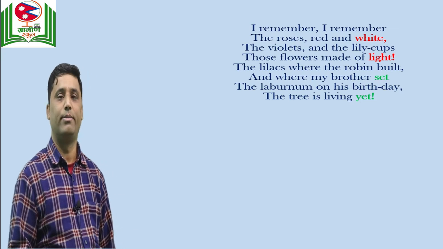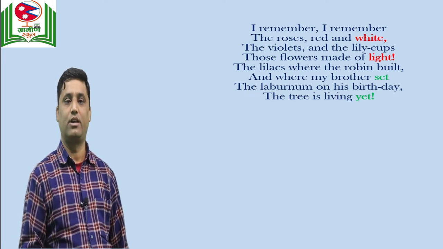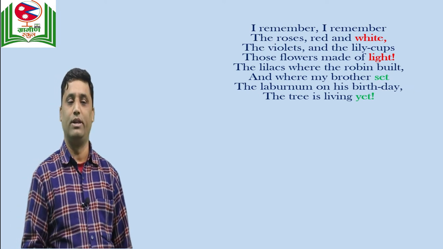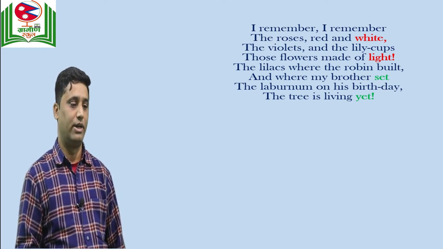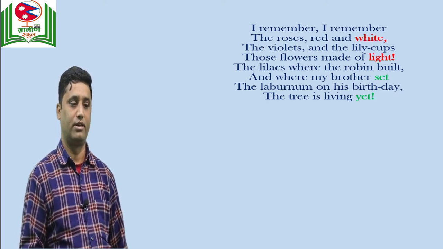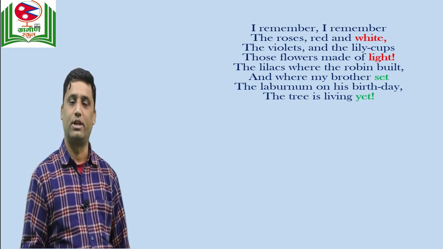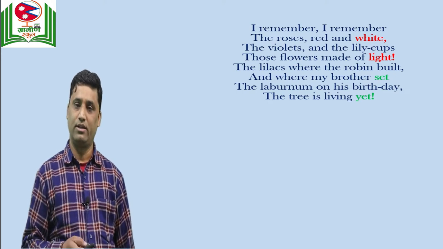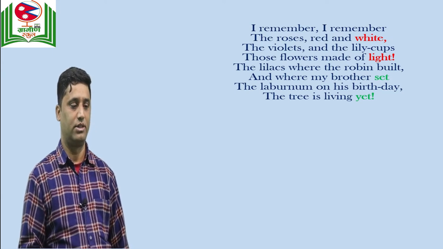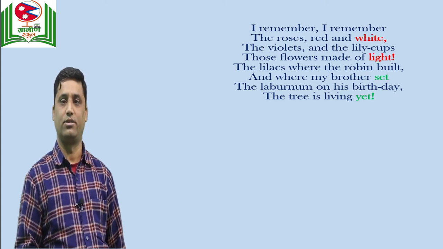I remember the roses red and white, the violets and lily cups, those flowers made of light, the lilacs where the robin would build, and where my brother set the laburnum on his birthday, the tree is living yet. See? Now you see the rhyming words there. The rhyming words are white and light. So you can see them in red color. And in the same way you can see the sixth and the last word in the eighth line, set and yet. These are also the rhyming words.